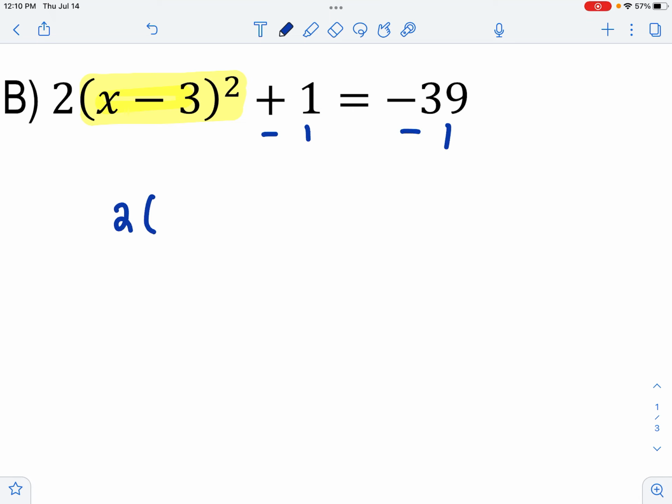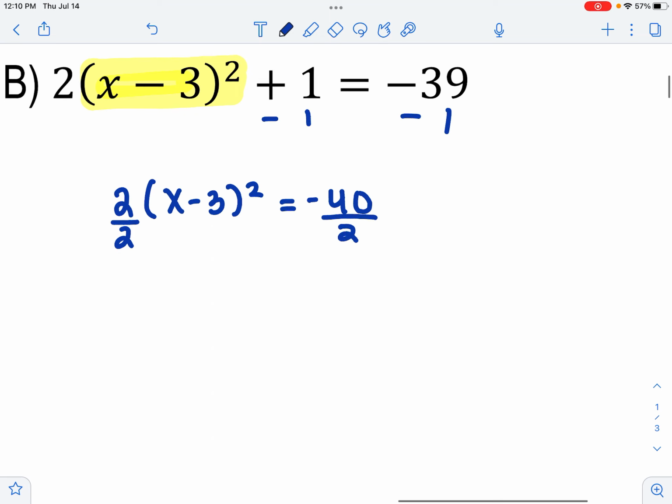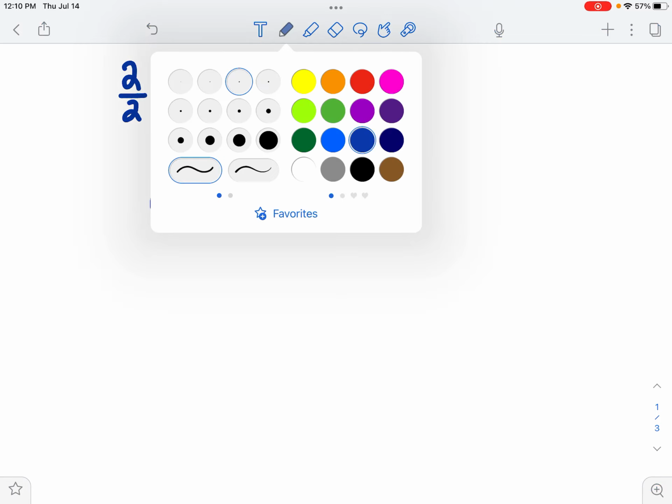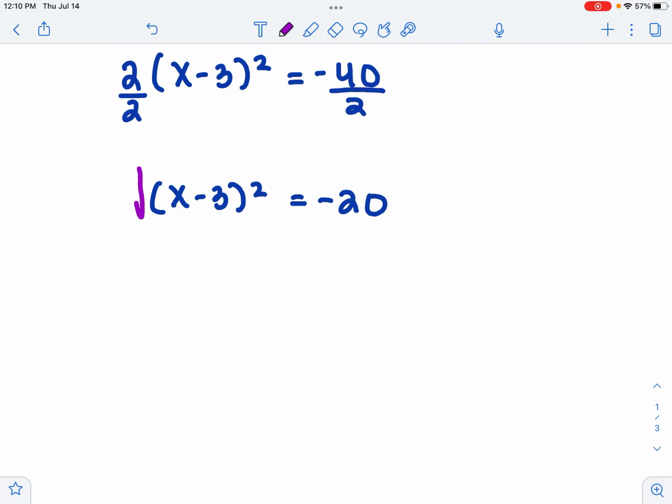We have 2 times the quantity of x minus 3 squared equals negative 40. We're now going to get rid of this 2 by dividing both sides by 2. We have x minus 3 quantity squared is equal to negative 20. And now we can get rid of that square by square rooting. So we're going to square root, plus or minus. We have x minus 3 is equal to plus or minus. And now we have to simplify the square root of negative 20.